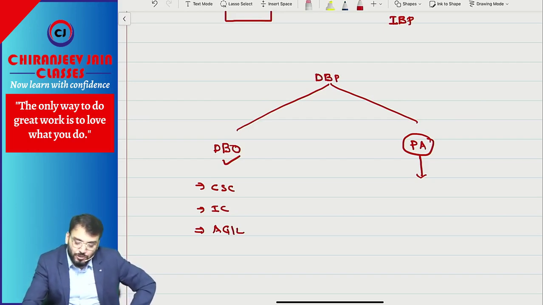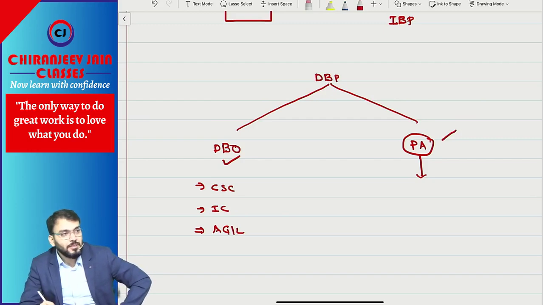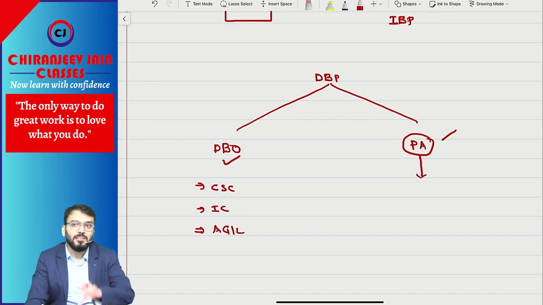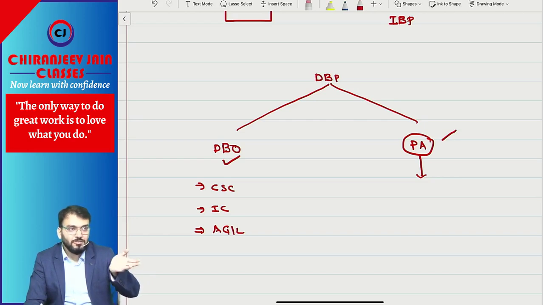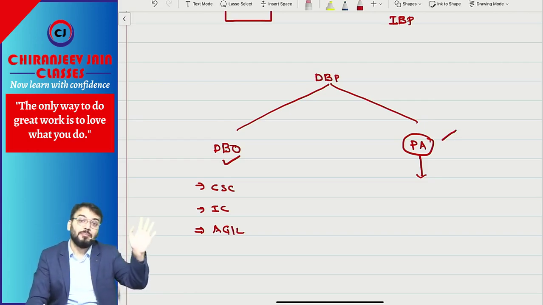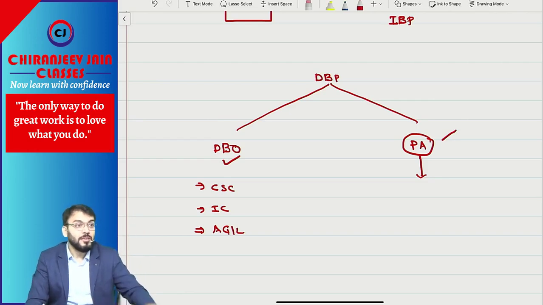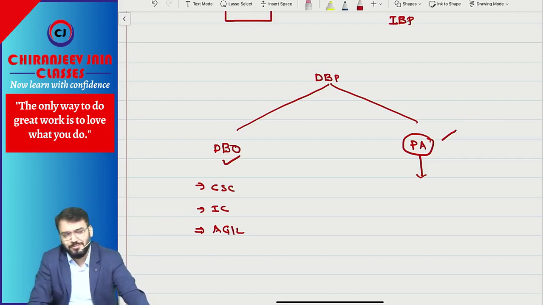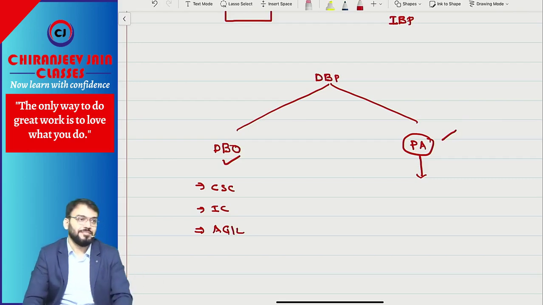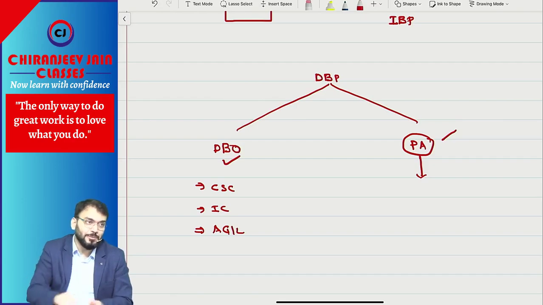Normally it has been seen they ask question from plan asset. Correct? Means this AS15 was initially in CA final. But now in CA final this topic is not there. It came to CA inter. So when it was in CA final, that time they used to ask question from plan asset. So now also they will ask from plan asset only. So this is important from exam point of view. Means it is more important than DBO.